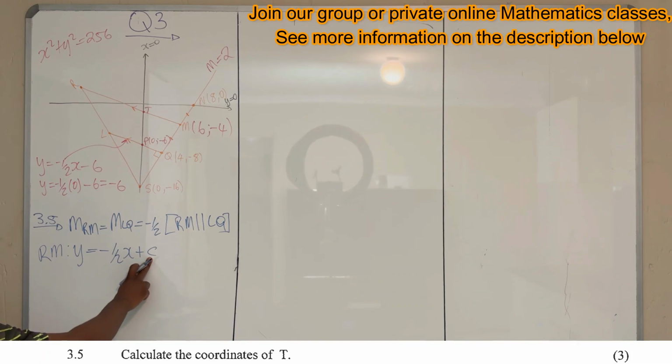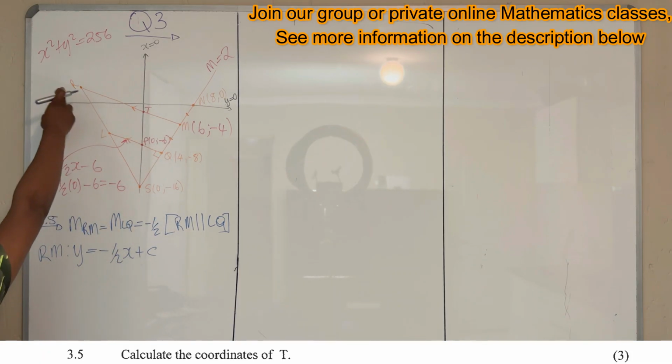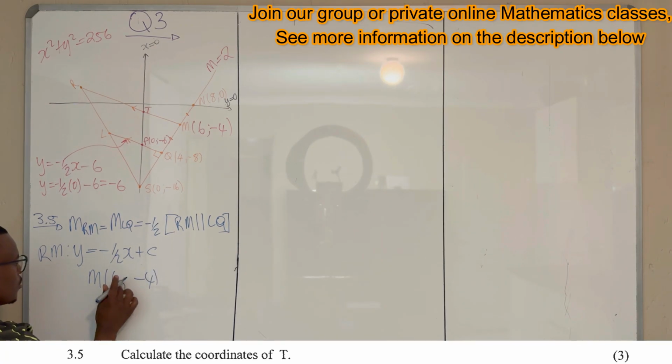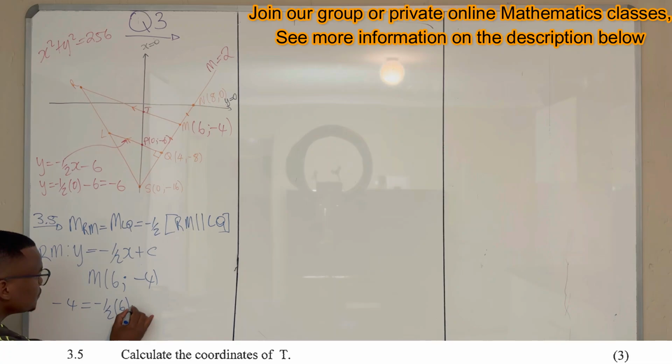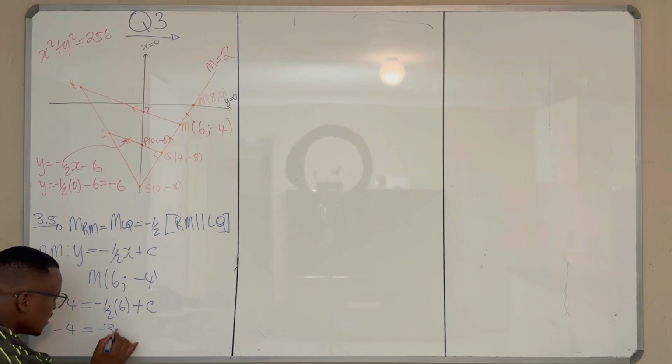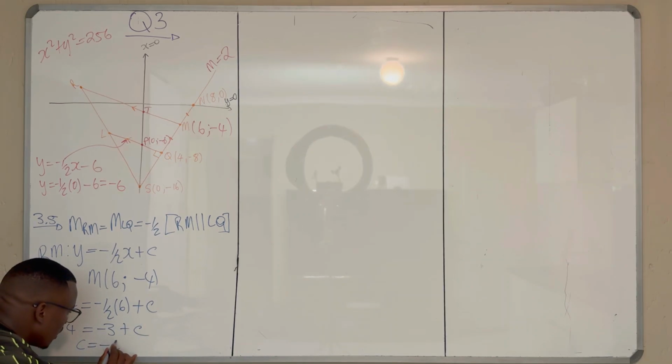And in order to find the value of c, you need at least one point on that line, and you have that point to be M. So M has coordinates 6 and minus 4. So we use these coordinates to find the value of c. So your minus 4 is equal to minus 1 over 2 of 6 plus c. So your minus 4 is equal to minus 3 plus c. Therefore, your c is equal to minus 1.